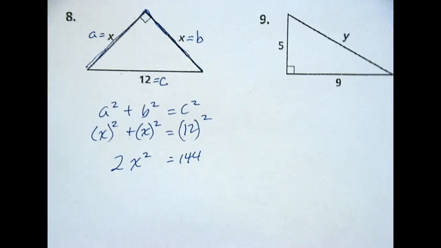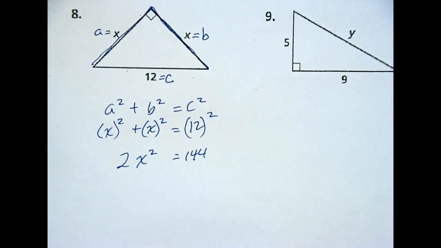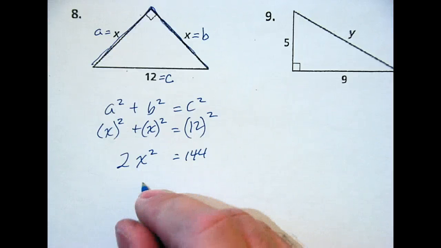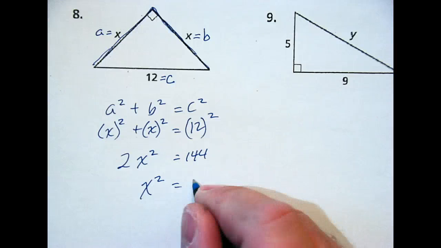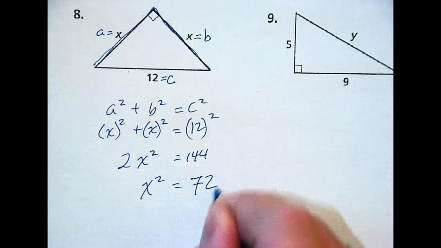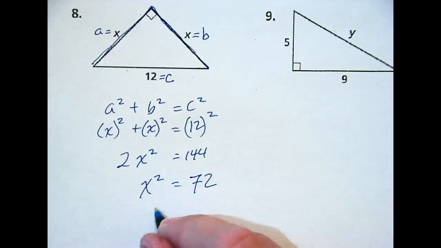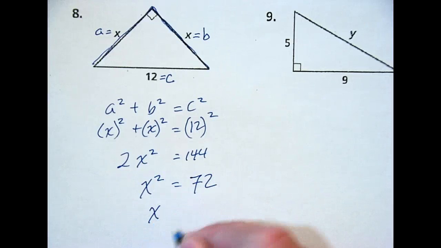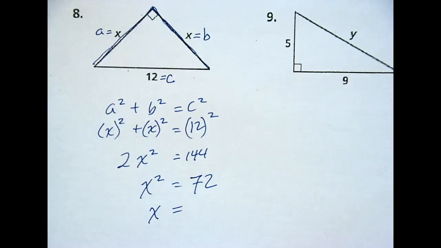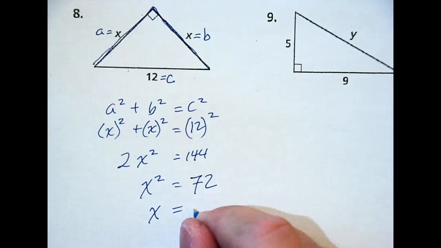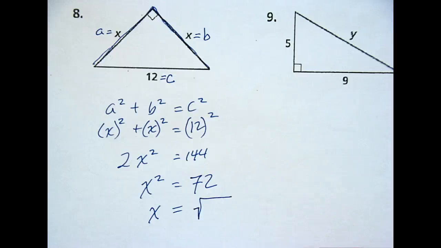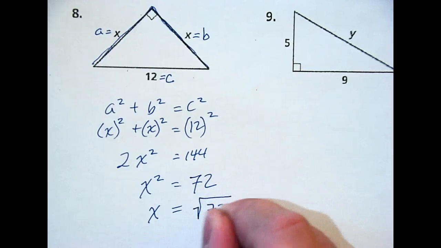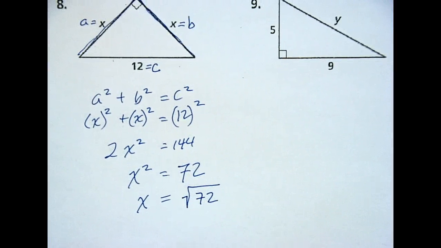So what's my next step there? Cameron? Divide by 2. So x squared is equal to? 72. Half of 144. Now what do we do? Square root. Take the root. So x is equal to the root of 72. Simplest form?